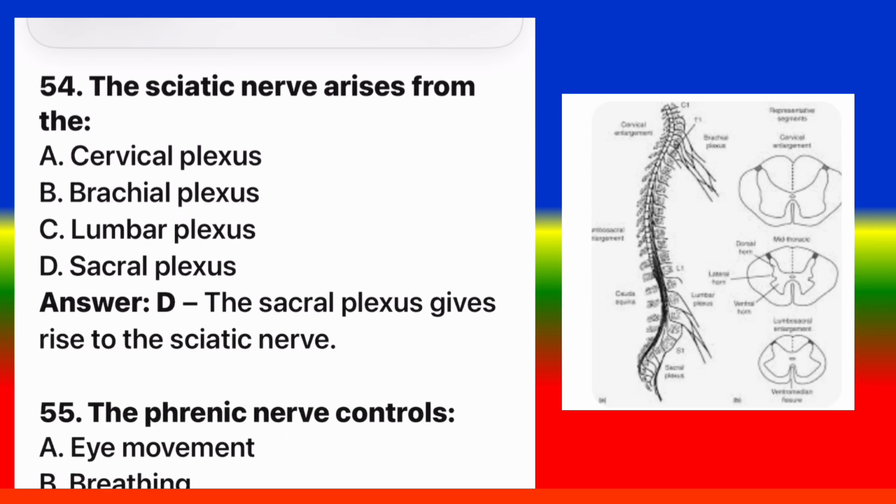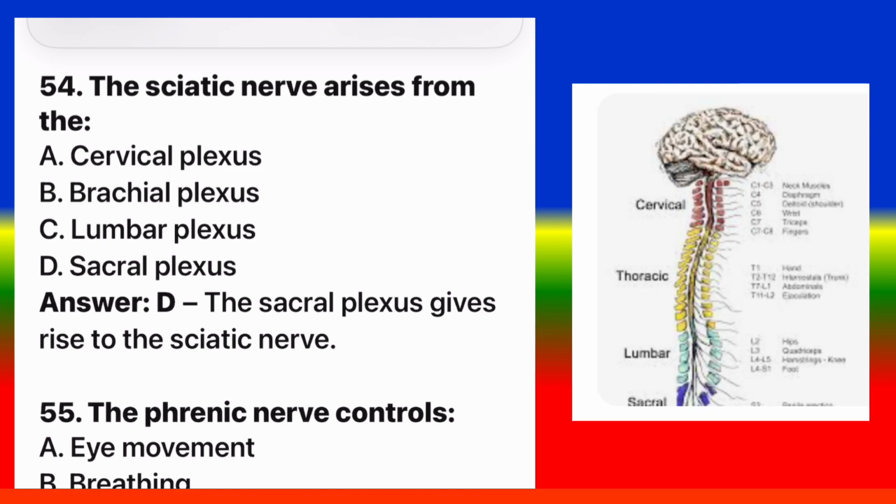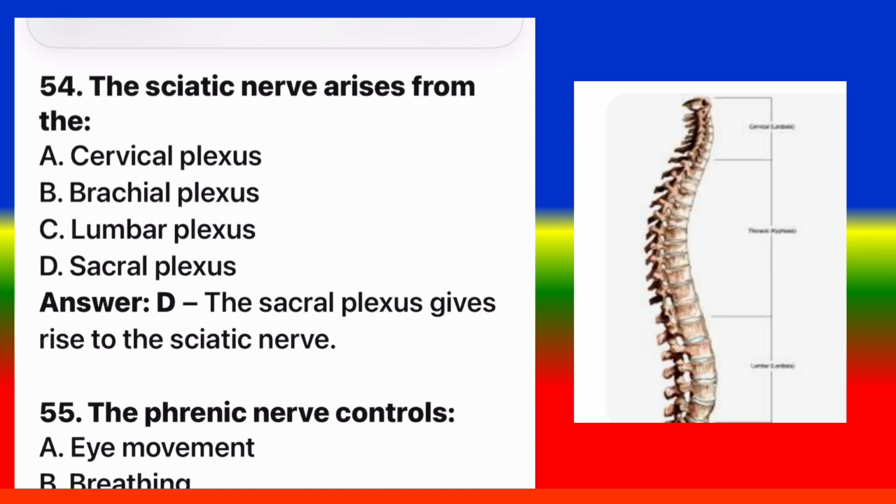54. The sciatic nerve arises from the A. Cervical plexus, B. Brachial plexus, C. Lumbar plexus, D. Sacral plexus. Answer D. The sacral plexus gives rise to the sciatic nerve.